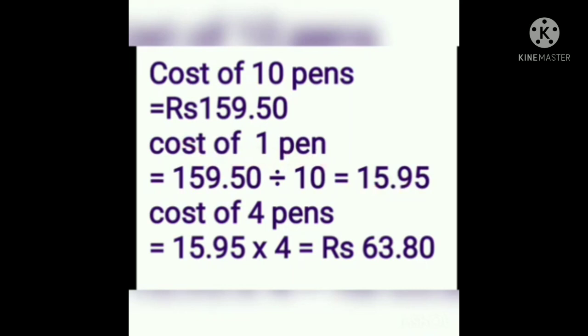If you get the cost of 1 pen, then we can find the cost of 4 pens, isn't it? Cost of 1 pen into 4. We have to find the cost of 4 pens. That is the question. So what is the cost of 4 pens? Just multiplying 15.95 into 4. You have studied the concept of multiplication of a decimal number by a whole number. Without the decimal point, you multiply. Once you get the product, you insert the decimal point. What is the answer? Rupees 63.80. So what did you do here? The cost of 10 pens is given here. From that you found the cost of 1 pen. After finding the cost of 1 pen, we can find the cost of 4 pens.